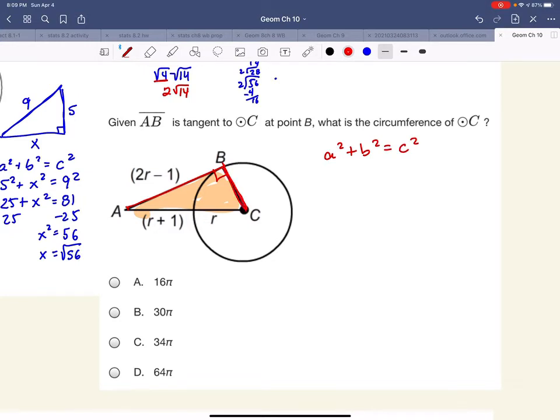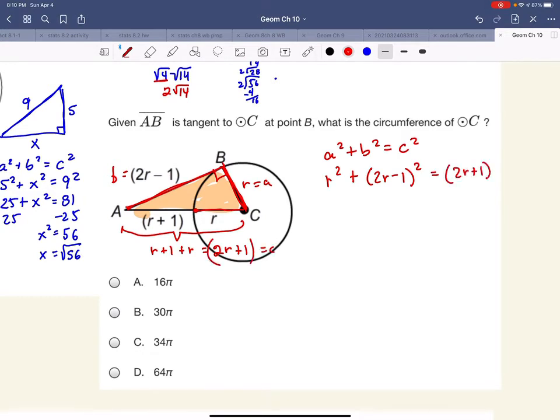So this side is my radius, right? That's my radius. This other leg is 2r minus 1, and I'm going to square it, because that's my B. And my hypotenuse is actually this combined, so I have to add that together. R plus 1 plus another R, so that would be 2R plus 1. So the last leg, or C, is 2R plus 1.